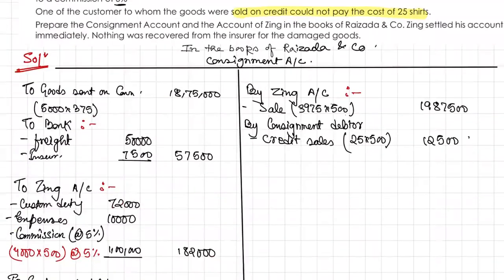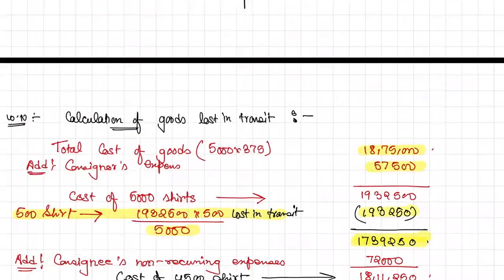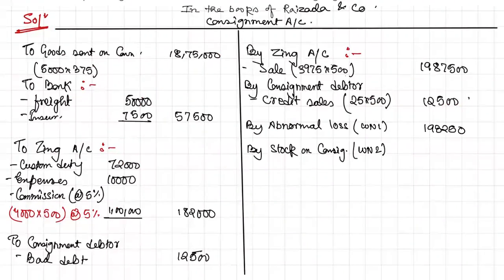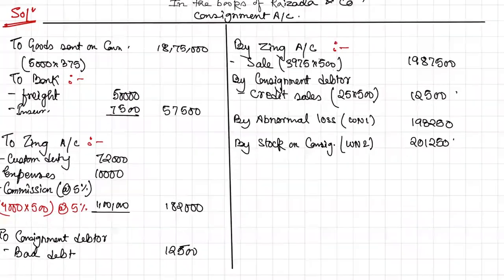Correct. So what I can write? This is the abnormal loss. So by abnormal loss, working note 1, कितना आया था? 1,93,250, and by stock on consignment, working note 2, 2,01,250. Correct. Is everything done?